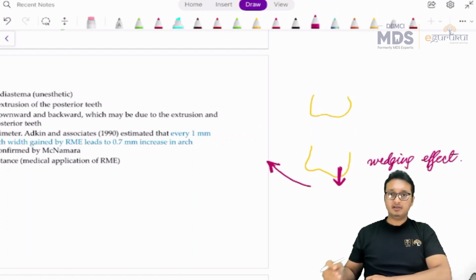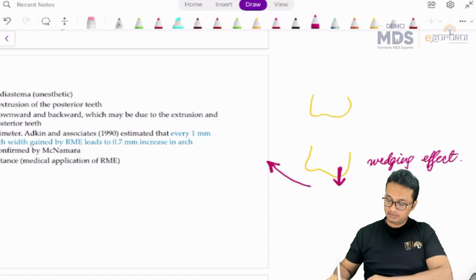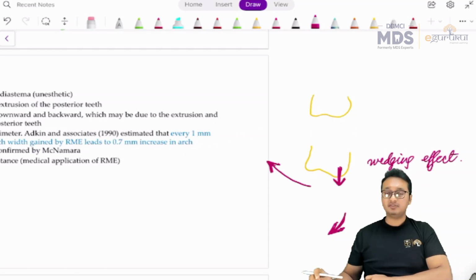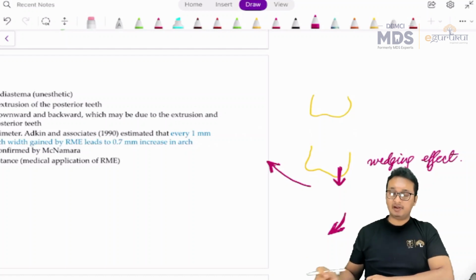This wedging effect pushes the mandible in a downward and backward direction. It opens the mandible in a downward and backward direction. So this is one of the iatrogenic side effects of rapid maxillary expansion.